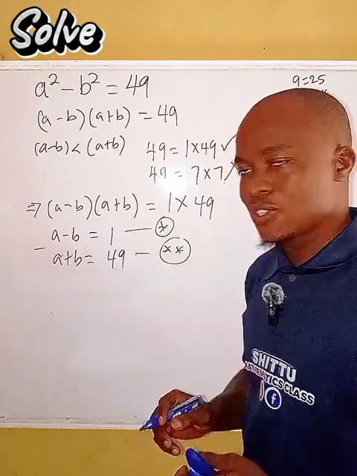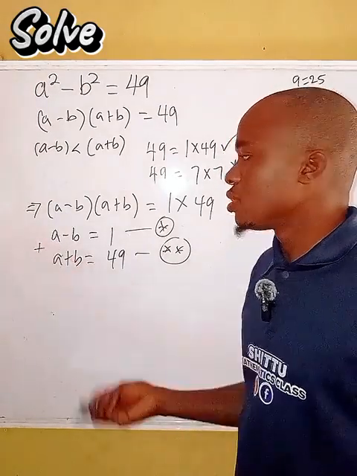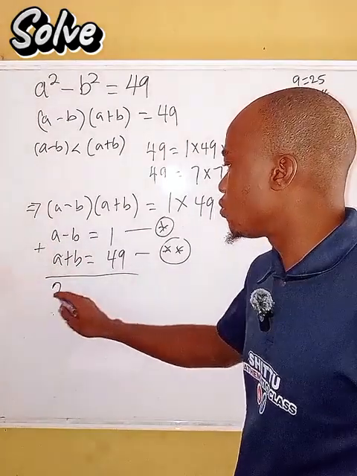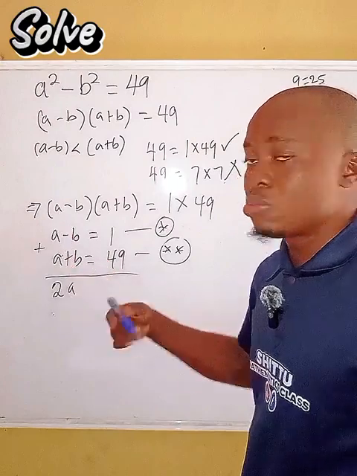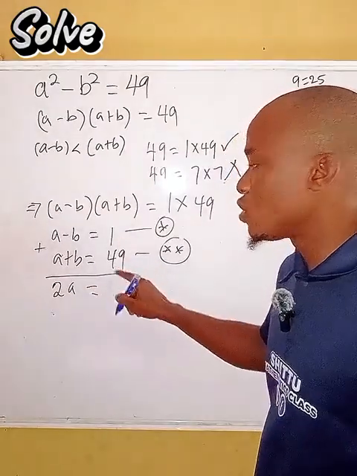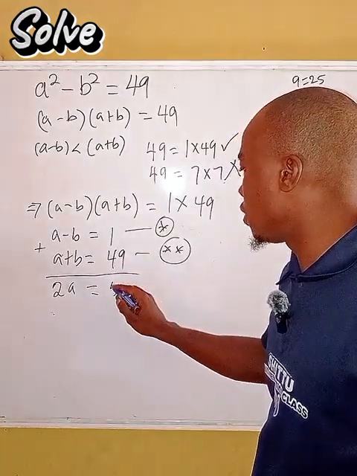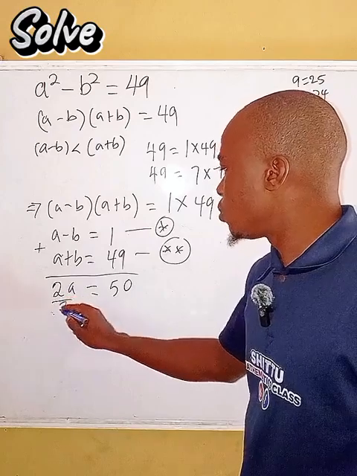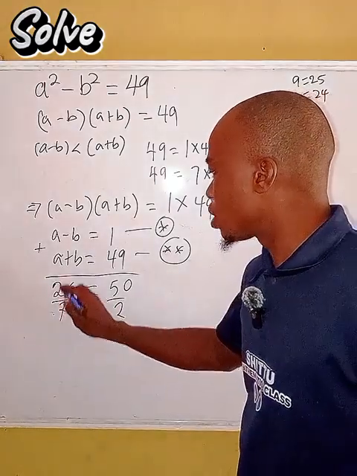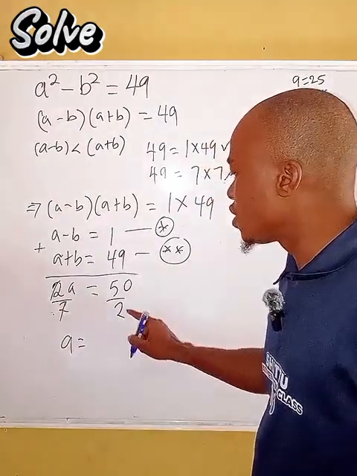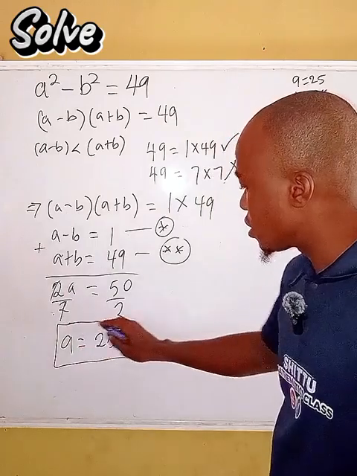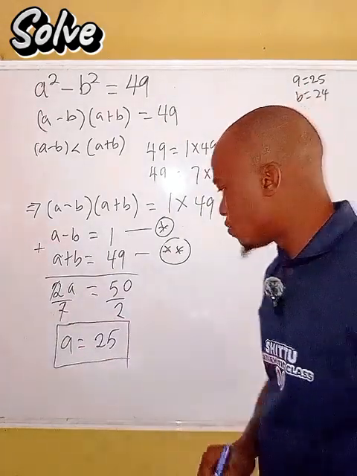Then we're going to have minus, or you do addition, depending on what you want. So this is going to be a plus a. We're going to have 2a. Then minus b plus b cancels out. We're going to have 1 plus 49, and that will give us 50. Understood? So now from here, we divide both sides by 2. We cancel this, we have a. 50 divided by 2, we have 25. So you see, that's the first solution, a to be 25.